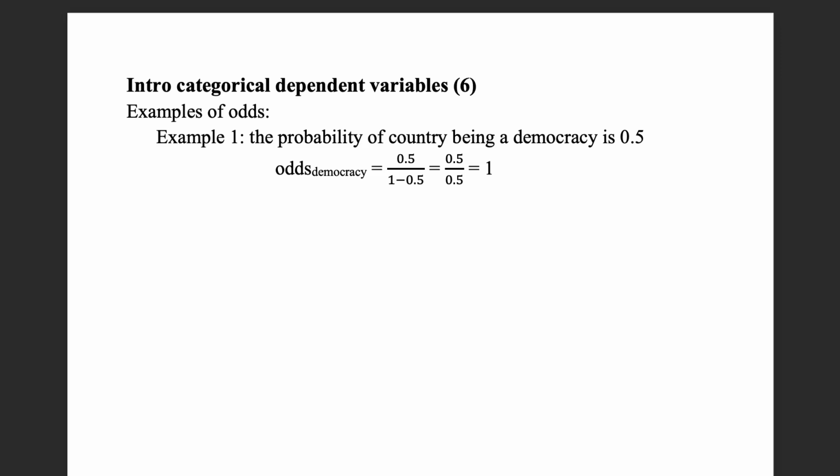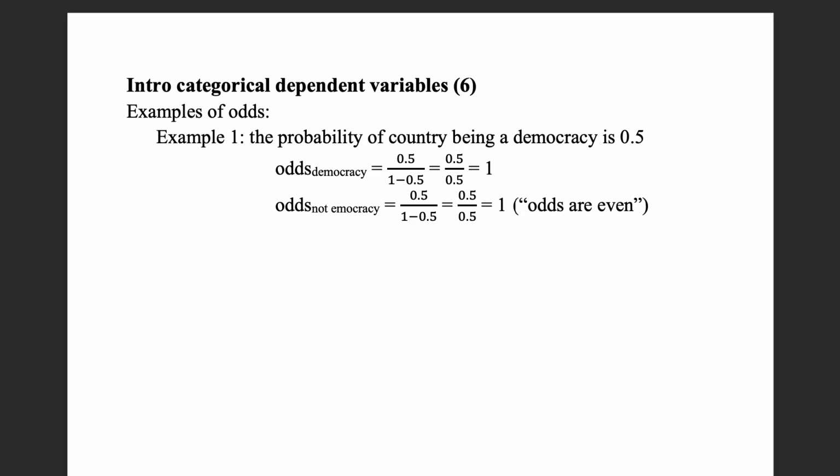In other words, it's relatively as likely that countries are democracies as that they are not democracies. In this case, we would say the odds are even, in the sense that both of these outcomes are relatively equally likely. So what are the odds in this case of countries not being a democracy? Yeah, again, it's exactly the same result, right? Because the probability is exactly 0.5.